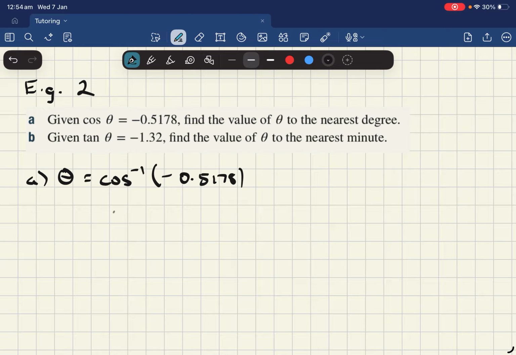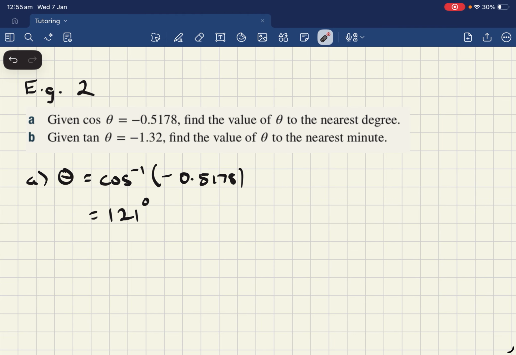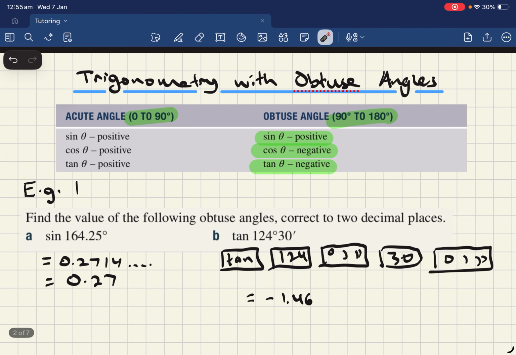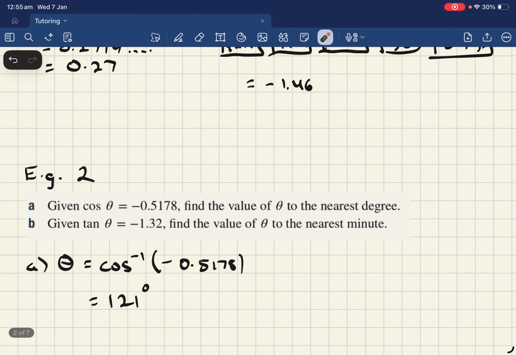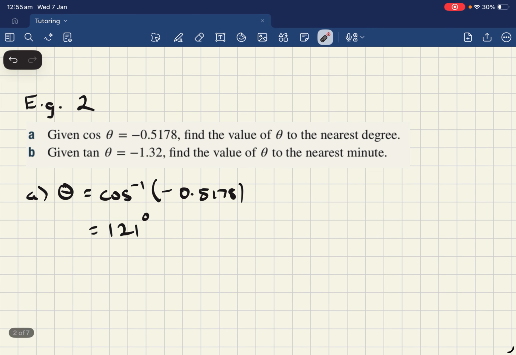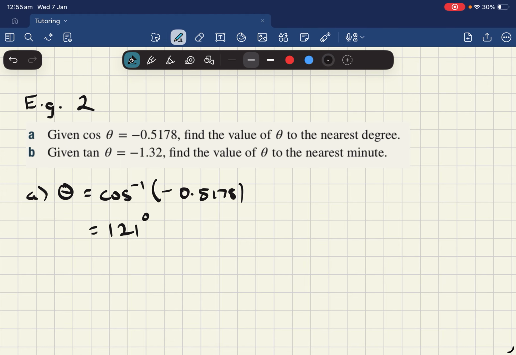So when you put that into your calculator, you will notice that you get an obtuse angle, right? So you will get 121 degrees to the nearest degree. So we expect that, right? Because the trig ratio is negative, and because cos is negative for obtuse angles, we would expect this to be an angle between 90 and 180, which it is. So it checks out with what we've been talking about so far.